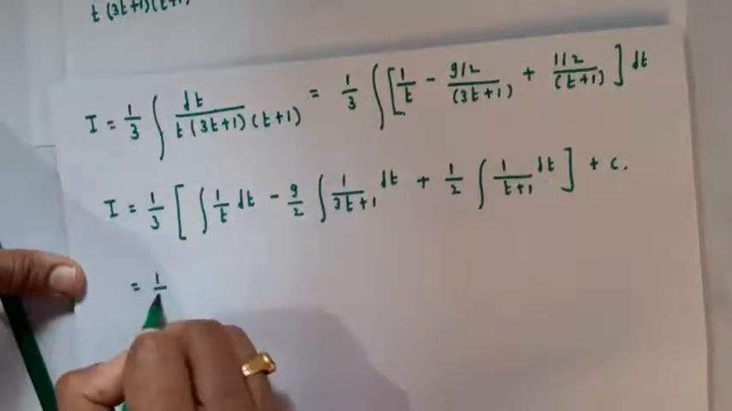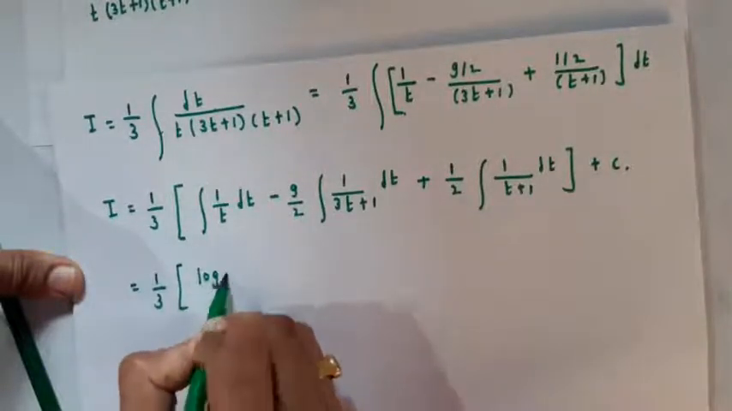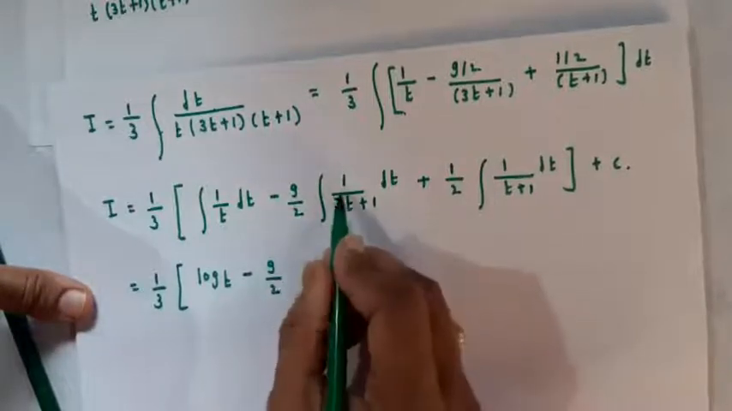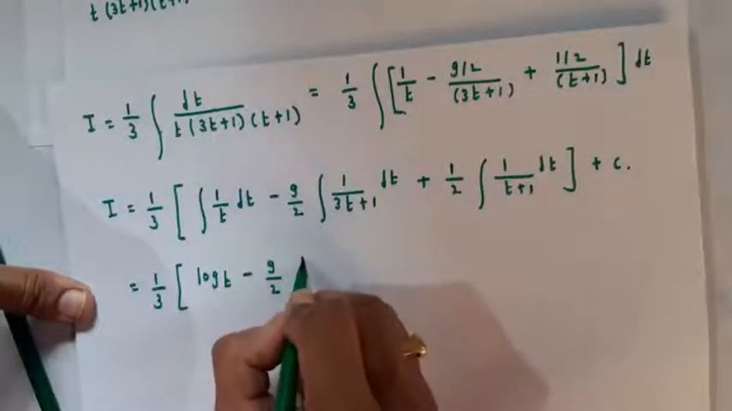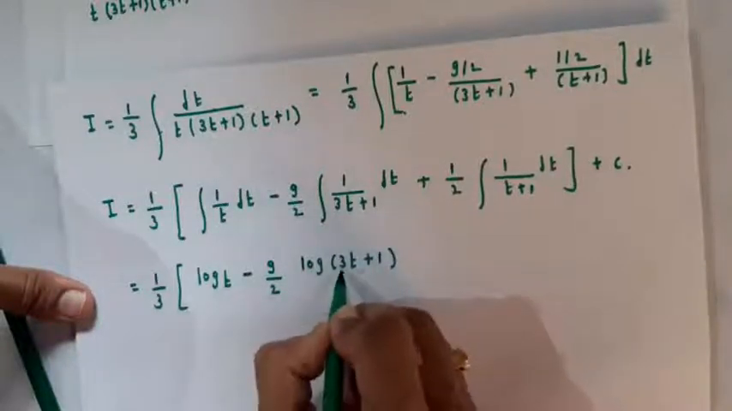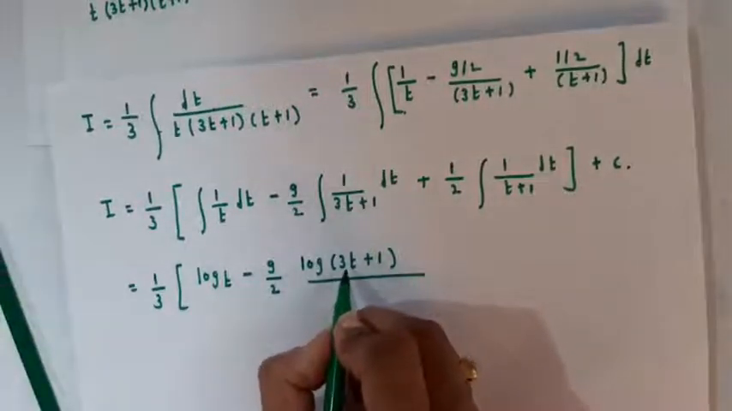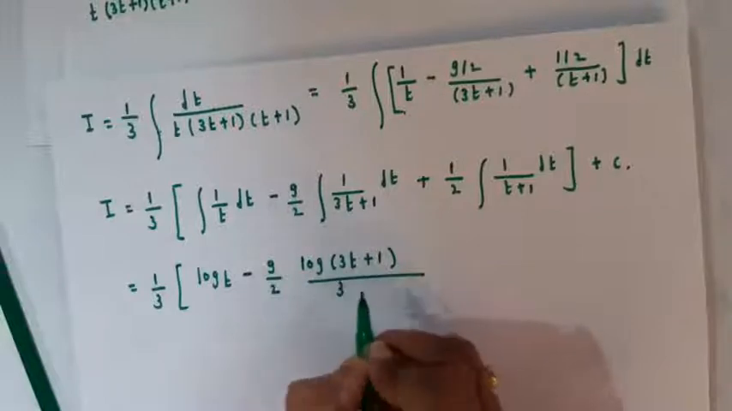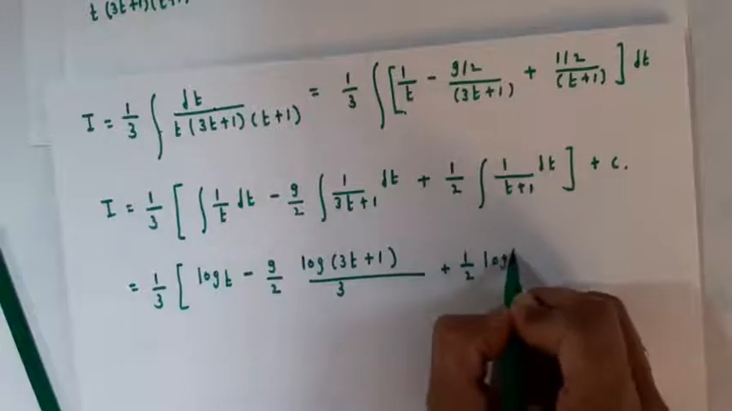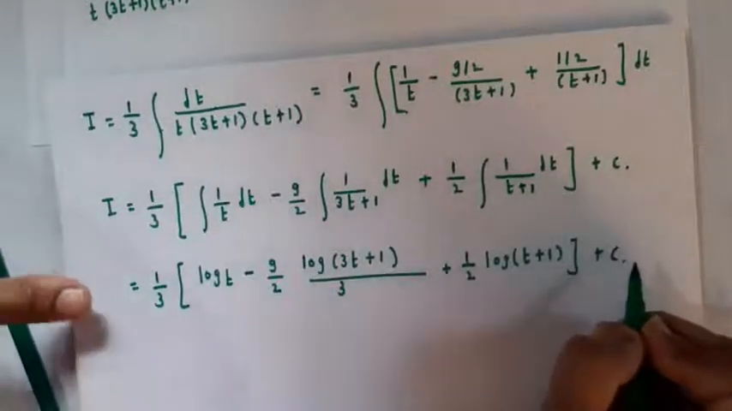This is equal to 1 by 3 integration of 1 upon t, which is log of t, minus 9 by 2 as it is. Integration of 1 upon 3t plus 1 is log of 3t plus 1. But 3t plus 1 is again a differentiable function. Its differentiation is 3, and in case of integration we divide by 3. Plus 1 by 2 log of t plus 1 plus constant of integration c.